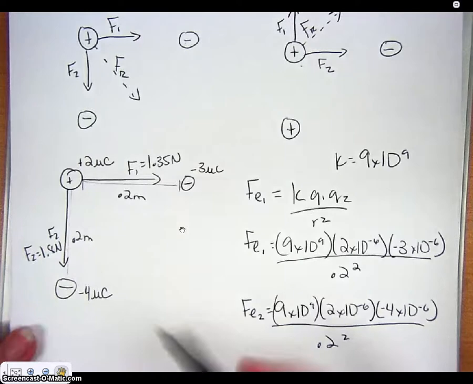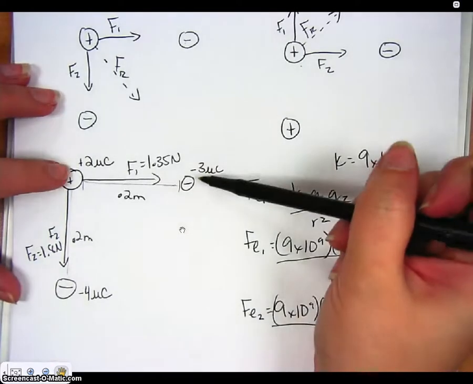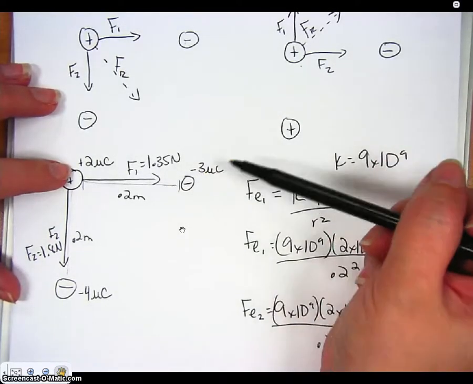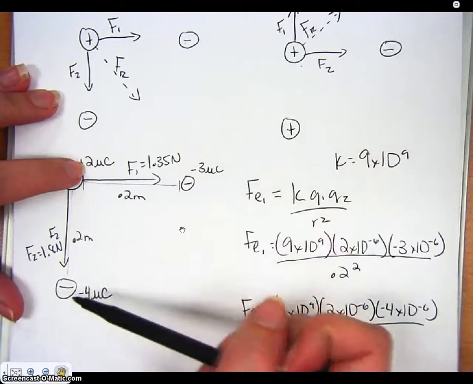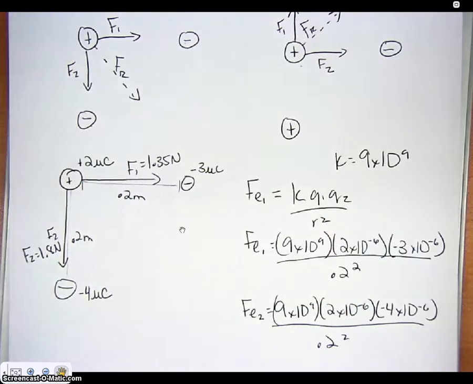And that makes sense because remember that the magnitude of the force is relative to the strength of the charges. So here you've got 2 and 3, and here you've got 2 and 4. So it makes sense that this one's a little bit stronger. But now remember that we need to find the actual resultant force.